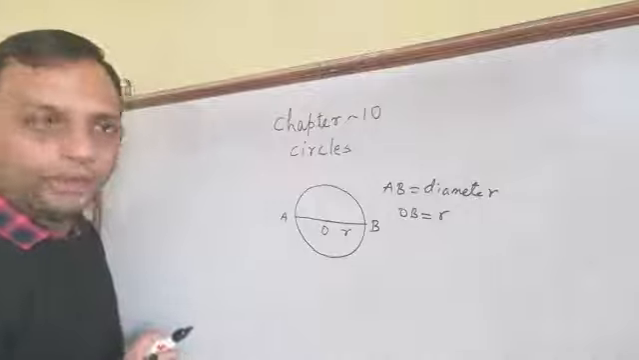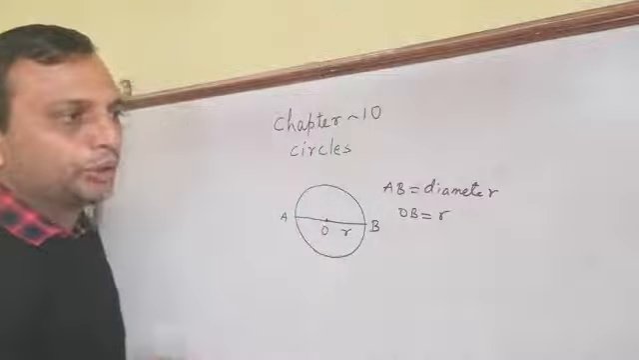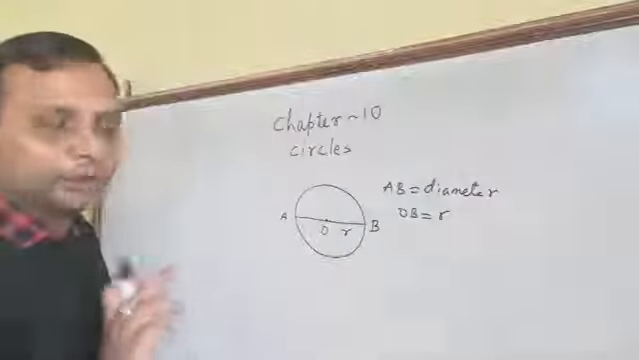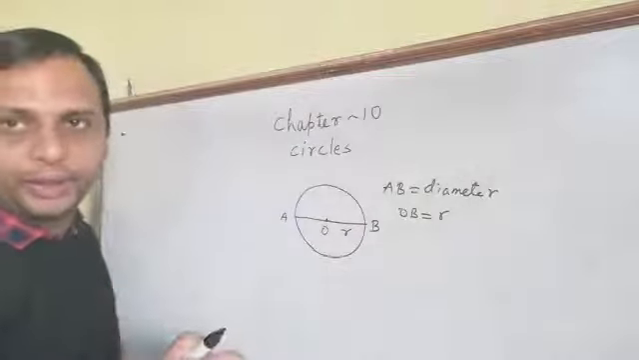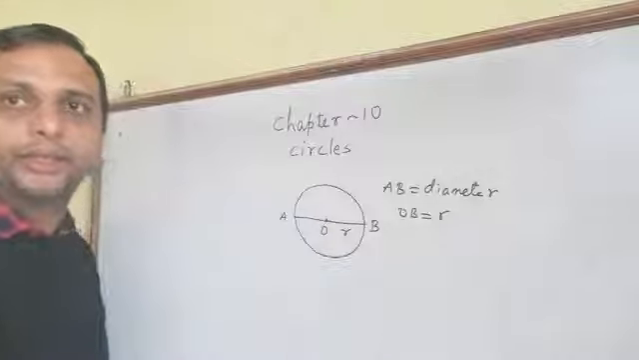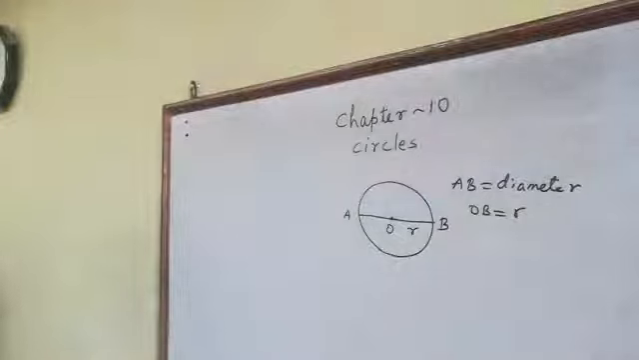Now, along with this, O is the center, it is inside. The circle has three parts, three planes. One is the interior, another is the exterior, and the third is on the circle. So we can say that a circle divides a plane into three parts.